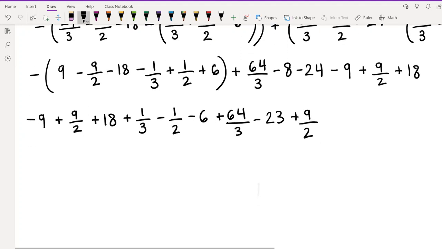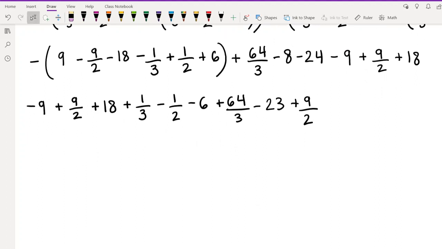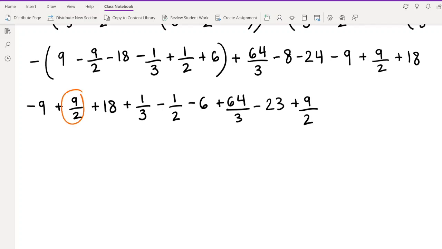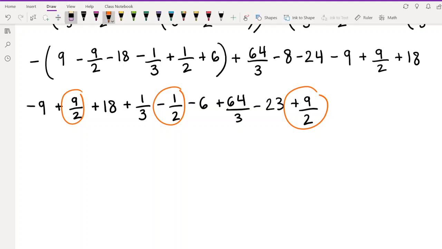Okay, hopefully I haven't made any mistakes. It's definitely possible that I did. But let's try to start combining some things that have the same denominator. So we have a 9/2, a negative 1/2, and another 9/2. So altogether, that is negative 1/2 plus 18/2, which gives us 17/2. And then we have 1/3 and we have 64/3. So together that's going to give us 65/3.